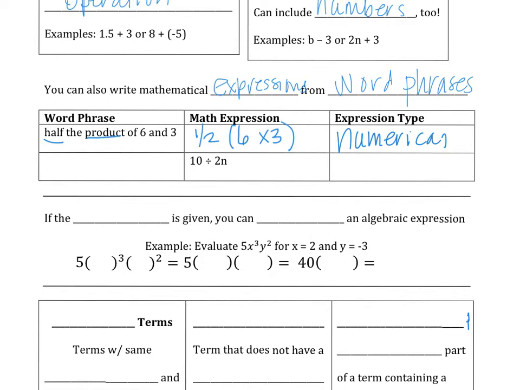Okay, let's look at this second one here. What if we have the expression 10 divided by 2n? How do we turn that into words? The first thing that we know is 10. So we're going to go ahead and just write that down, 10. And what is 10 doing? 10 is divided by 2n, and the way that we say that is twice a number.